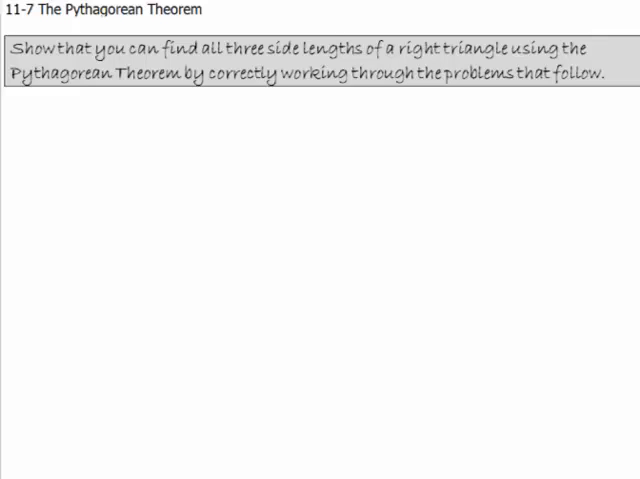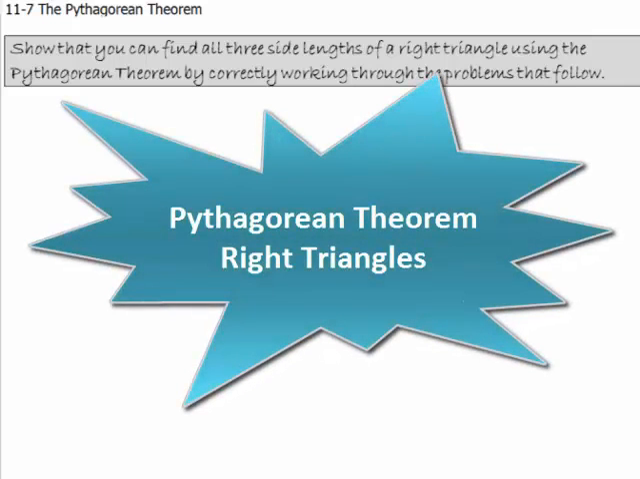Hi algebra students, this lesson is about the Pythagorean Theorem. Before we get into what the Pythagorean Theorem is, we need to talk a little bit about what it works with. The Pythagorean Theorem will help us with right triangles. And remember, a right triangle is a triangle that has one 90-degree angle.